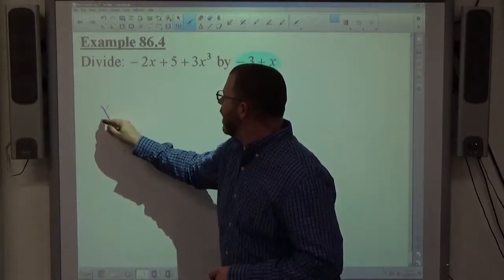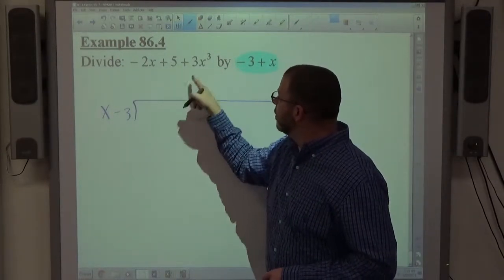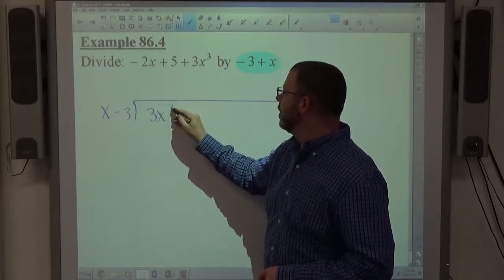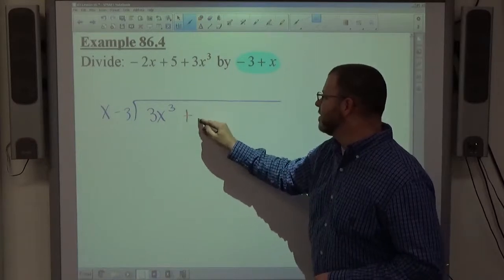The divisor goes out here. And the dividend in descending order goes here. So 3x cubed goes first. And notice there's no x squared term here. So what I'm going to do is put plus 0x squared.